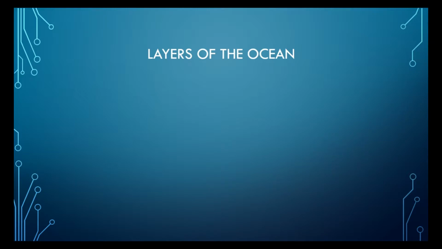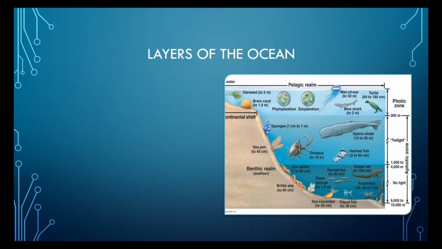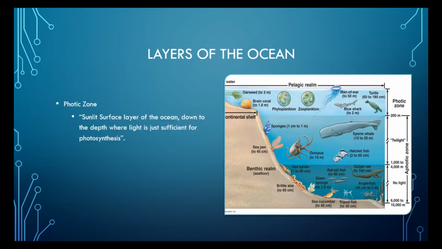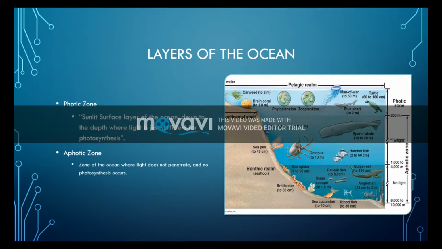Layers of the ocean. As I stated before, there are two layers we can think of. There's the photic zone, which is from the top portion, the sea surface, to about 200 meters on average. It is the sunlit surface layer of the ocean down to the depth where light is just sufficient for photosynthesis. Meanwhile, the aphotic zone is the part of the ocean where light does not penetrate and no photosynthesis occurs.